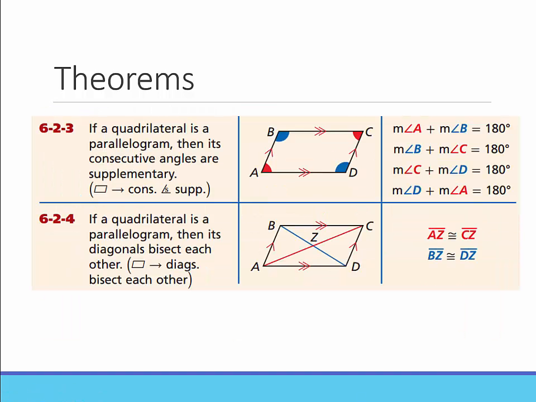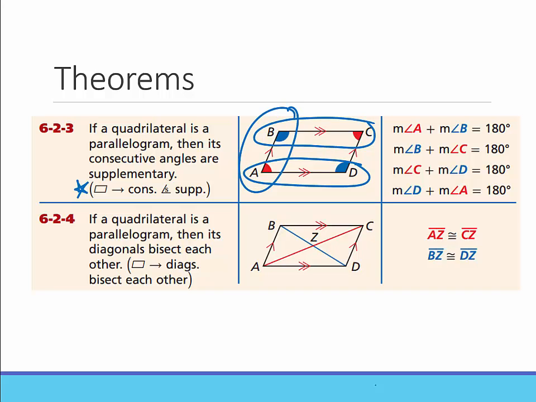If it's a parallelogram, then your consecutive angles are supplementary. So this works like B and C have to add up to 180, and C and D have to add up to 180, but then also A and B, and A and D. So you have 4 sets of supplementary angles. And then if it's a parallelogram, then your diagonals bisect each other. So BZ is the same as ZD, and AZ is the same as ZC.